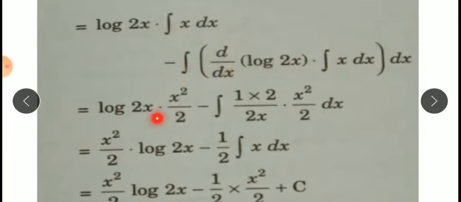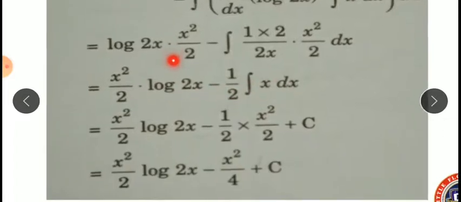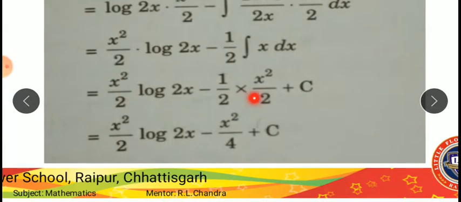We know that integration of x is x square by 2, minus integration of d/dx of log 2x, which is 1 into 2 upon 2x, times integration of x, which is x square by 2. So x square by 2 log 2x minus half integration of x, and integration of x is x square by 2. This is our required integration.